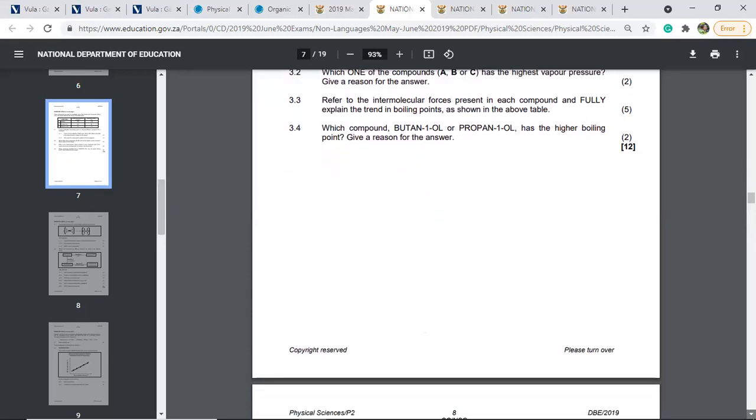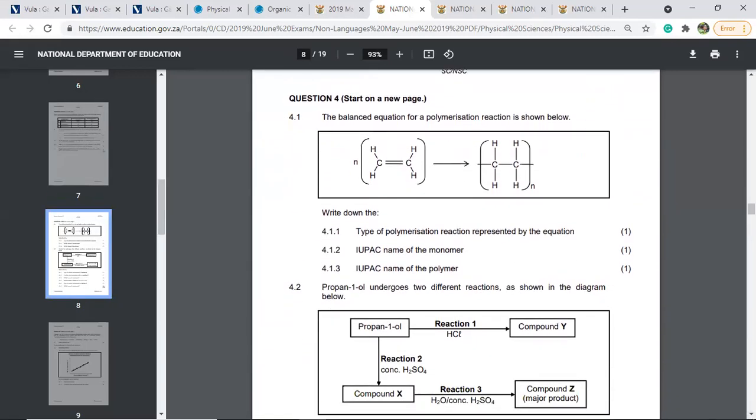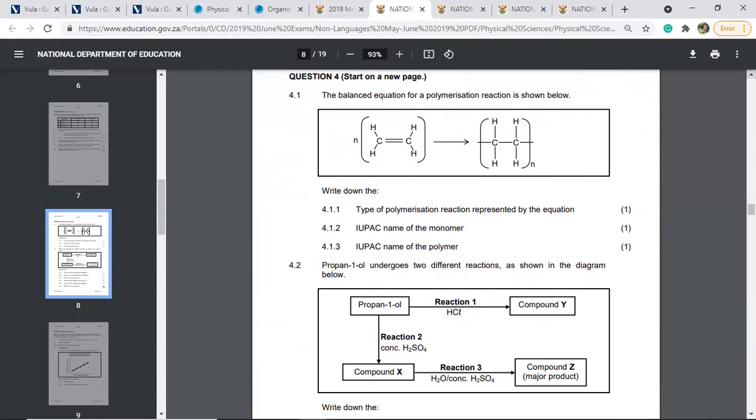So for question 4, we have polymerization. It has to do with polymers, plastics and all of that. So here we have a balanced equation that is showing a polymerization reaction, and we are asked in 4.1.1 to state the type of polymerization reaction represented by the equation. 4.1.2 asks us to give the IUPAC name of the monomer, and 4.1.3 asks us to give the IUPAC name for the polymer.